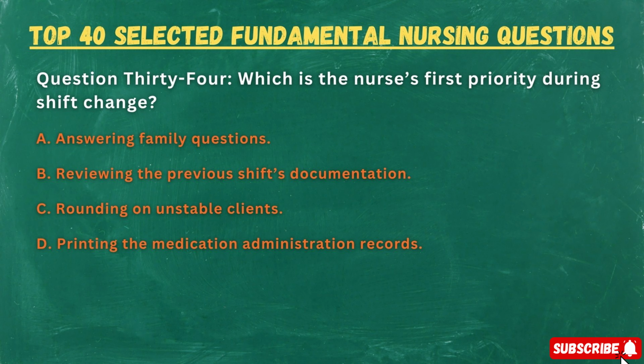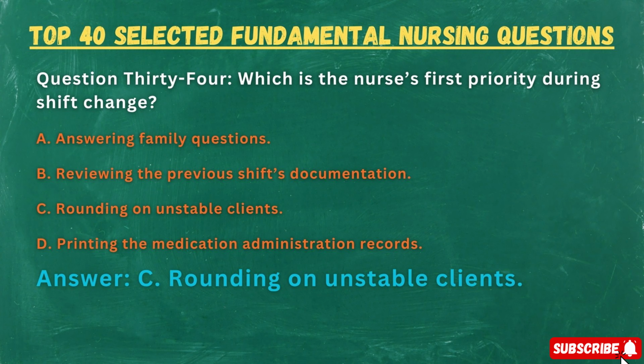Question 34. Which is the nurse's first priority during shift change? A. Answering family questions. B. Reviewing the previous shift's documentation. C. Rounding on unstable clients. D. Printing the medication administration records. Answer. C. Rounding on unstable clients.